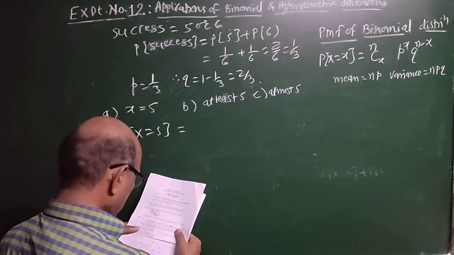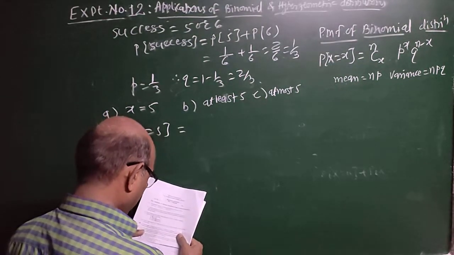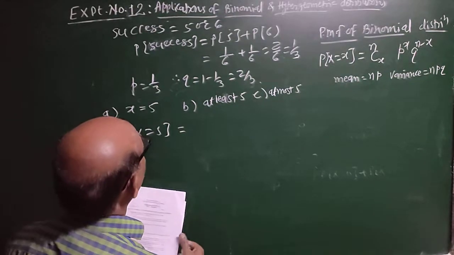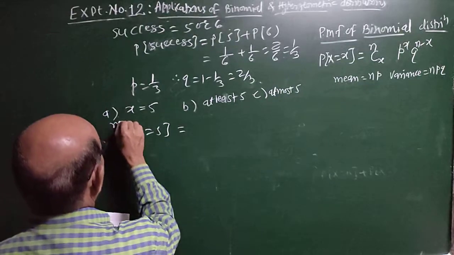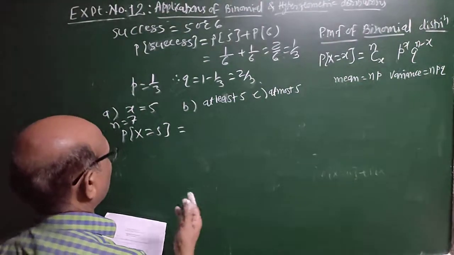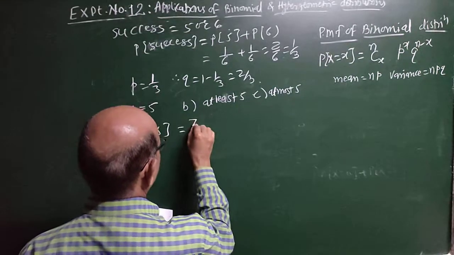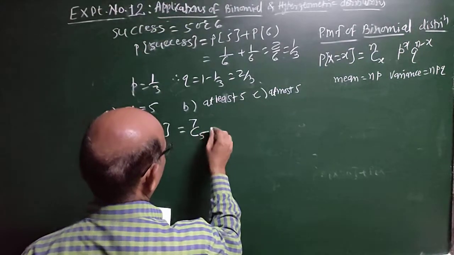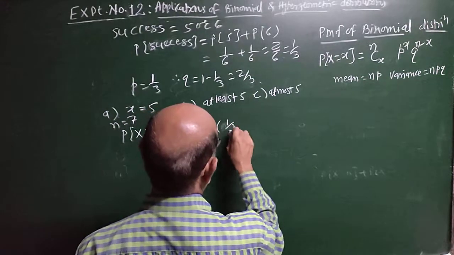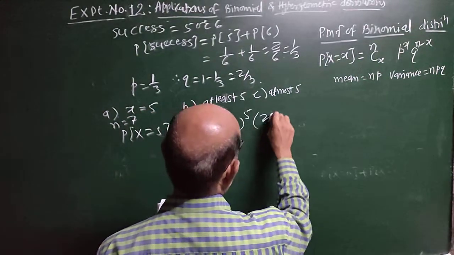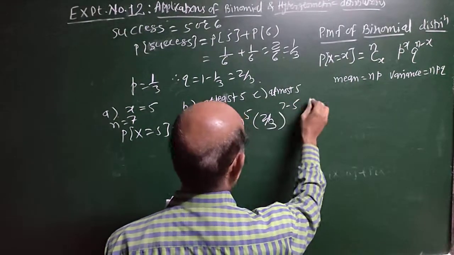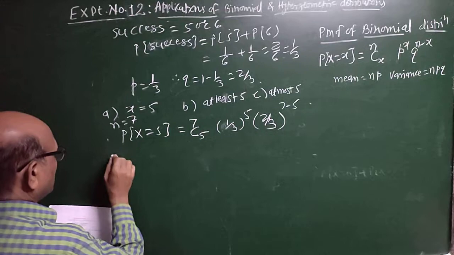So that will be 6. N equal to 7, because it is tossed 7 times. 7 honest dice are there. So N equal to 7, C is 5, P is 1/3 raised to 5, 2/3 raised to 7 minus 5. That is your first part, A part.